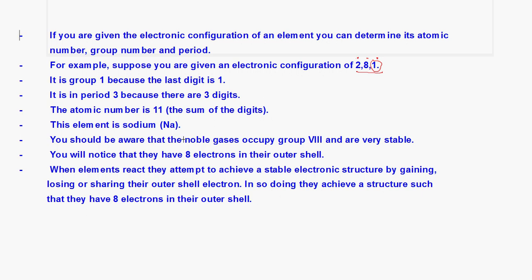Now, as I mentioned before, the noble gases occupy group 8 and are very stable. And you will notice that they have 8 electrons in their outer shell. When elements react, they attempt to achieve a stable structure by gaining or losing electrons, or by sharing electrons, right? And in so doing, they achieve a stable structure.